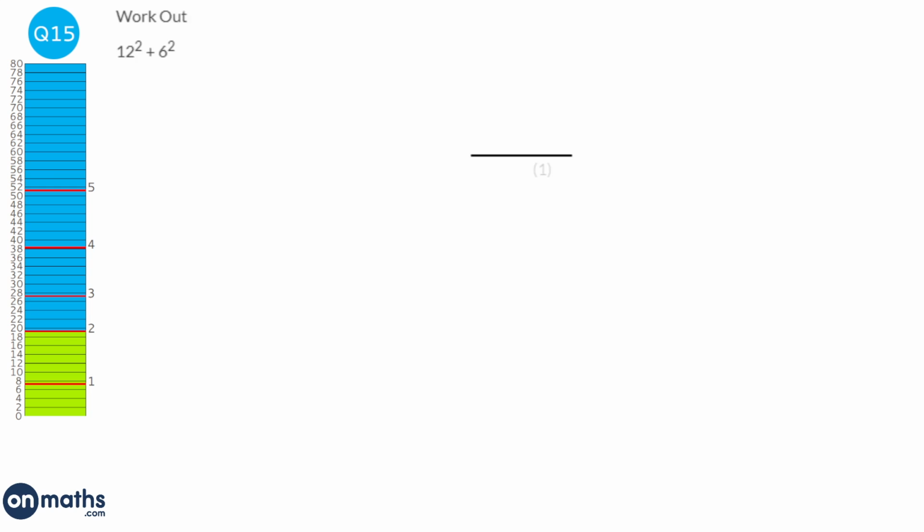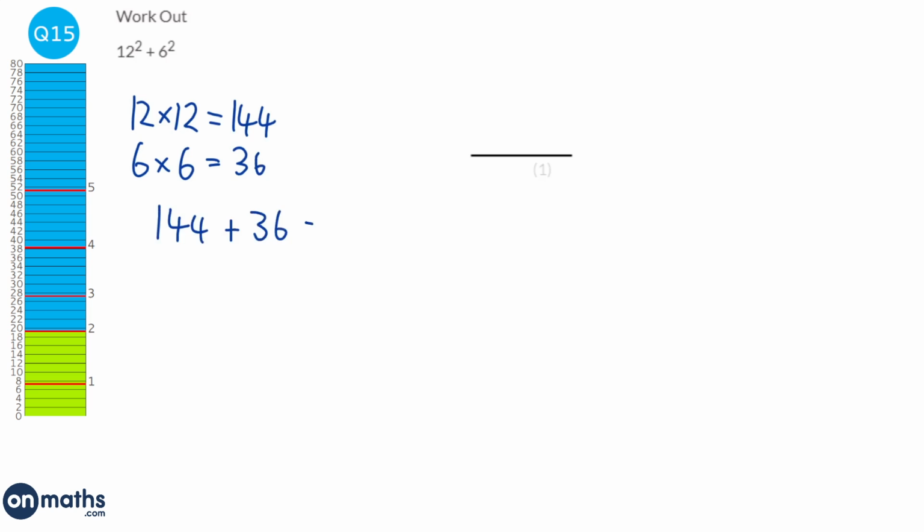So BIDMAS tells us we need to do the indices first, and then we do the adding. So we go to the indices. 12 squared means 12 times 12, and that would be 144. 6 squared means 6 times 6, which is 36. So we're going to do 144, the 12 squared, plus the 6 squared, so plus the 36, and that will be 180.